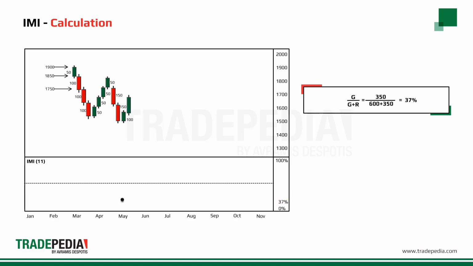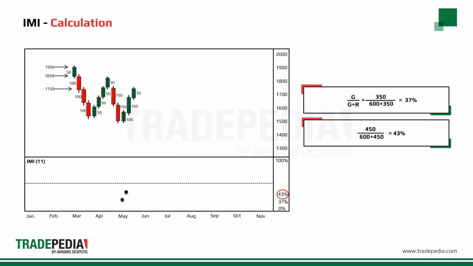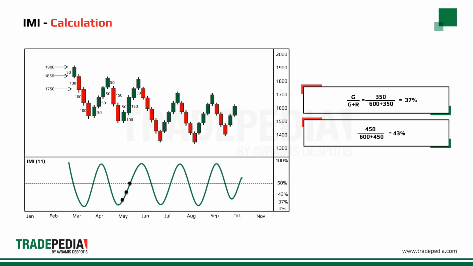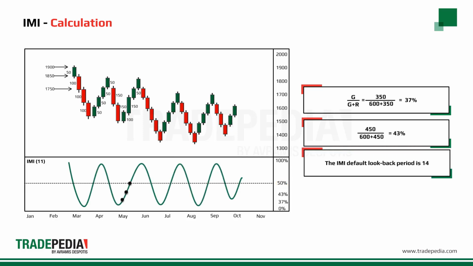The next day, we have a green candle of 150 points. Remember, we always count the last 11 periods. So now we have 450 green and 600 red, which gives us 43% as our second point. When the green points are equal to the red points, the IMI would be at the 50% equilibrium level. This is the intraday momentum index. Similar to the RSI, the IMI default look-back period is 14, but can also be changed to alter the sensitivity of the oscillator.